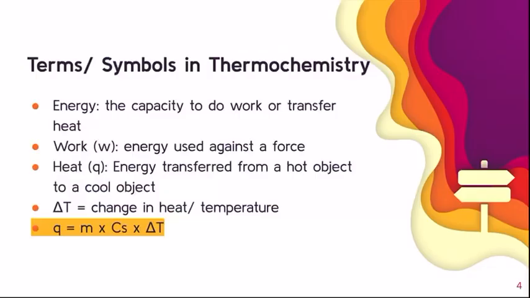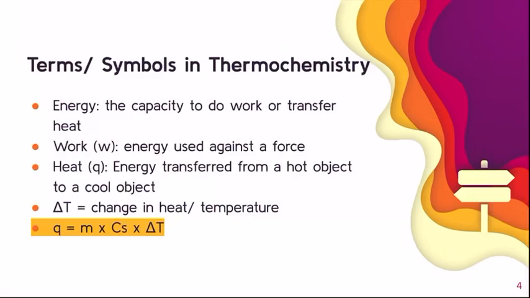So in order to discuss thermochemistry, we have to know some terms and symbols. Energy is the capacity to do work or transfer heat. Work, with a lowercase w, is the energy used against a force. Heat, with a lowercase q, is the energy transferred from a hot object to a cool object. Notice that energy will always travel in a direction from high to low. In this case, thermal energy will travel from hot to cool. It's similar to the principle of osmosis, in which water moves from an area of high concentration to an area of low concentration.